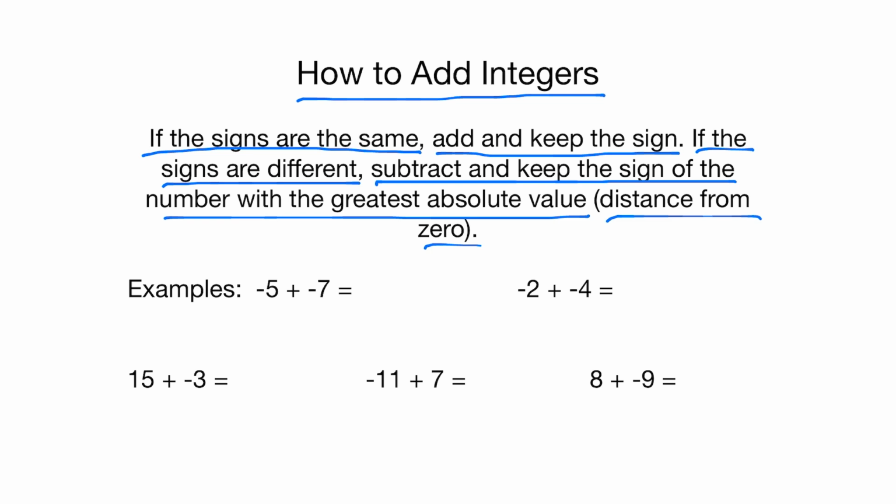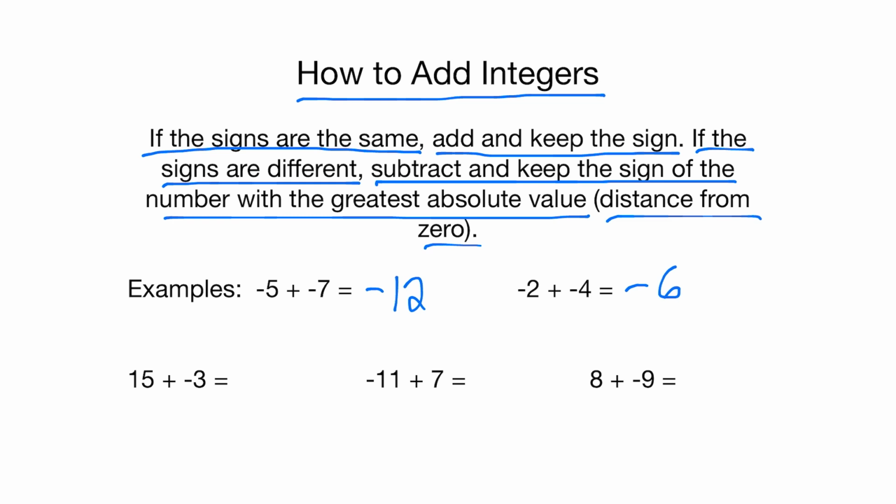So if the signs are the same, the first two examples, the signs are the same. We have -5 plus -7. 5 plus 7 is 12, and we're going to keep the negative sign, -12. Next example, -2 plus -4. They're both negatives. So we're going to add the values 2 plus 4 and keep the negative sign. It's -6.